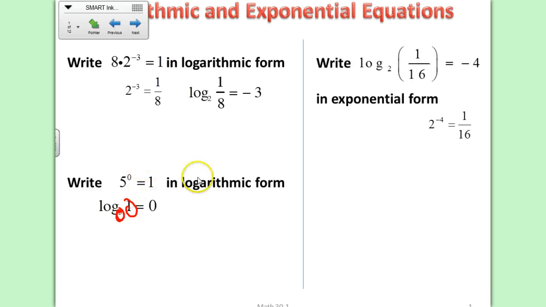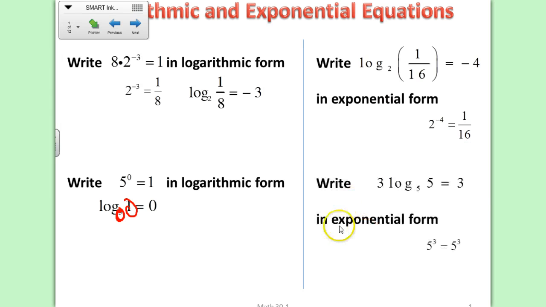When we continue on, what about writing a log? What about the log of 1 over 16? We can manipulate these things in exponential form. That's the same thing as saying 2 to the minus 4 equals 1 over 16. Right? We've done this before. This is a review.